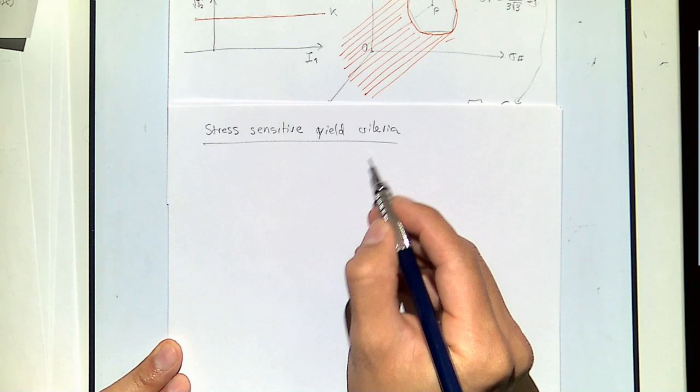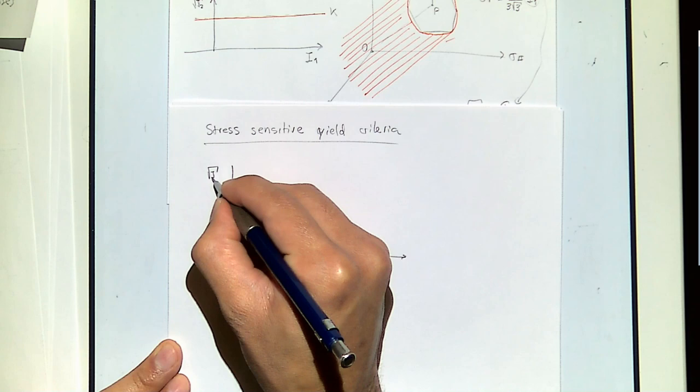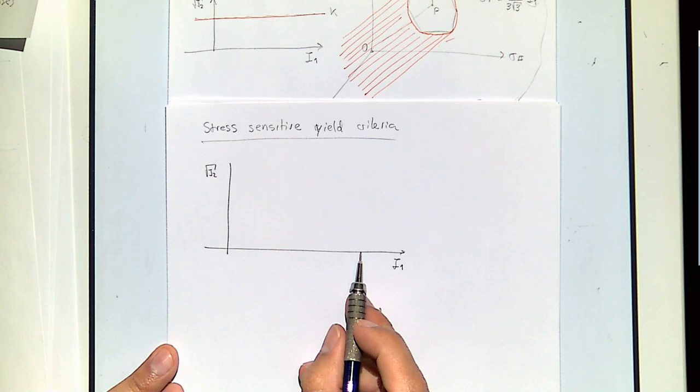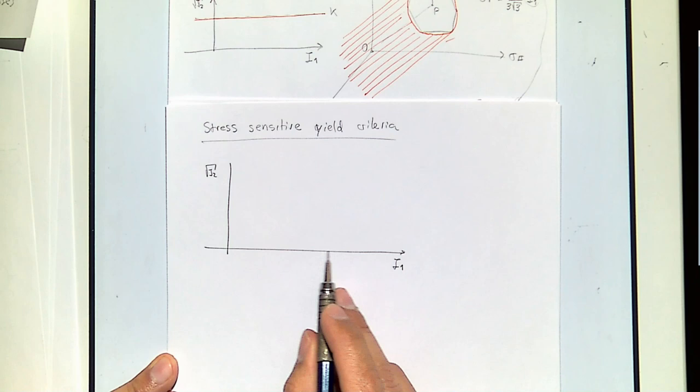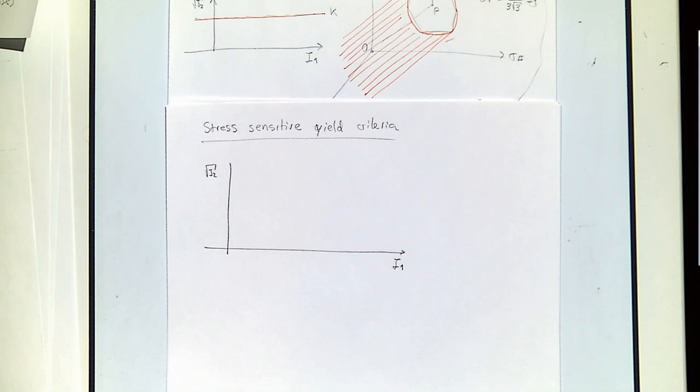So if we draw again here J2 and here I1, the material is going to get stronger, it's going to bear more deviatoric stress as you have a higher I1. So now this line is going to be something like this. It's not going to be flat anymore.